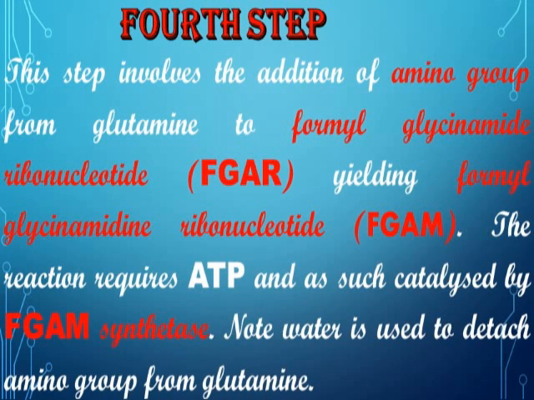This step involves the addition of amino group from glutamine to formyl glycinamide ribonucleotide, yielding formyl glycinamidine ribonucleotide. The reaction requires ATP and as such is catalyzed by FGAM synthetase. Note, water is added to detach amino group from glutamine. You can remember one of the steps where glutamine was added. In fact, the first step, glutamine was added. So this is the second step where glutamine is added.